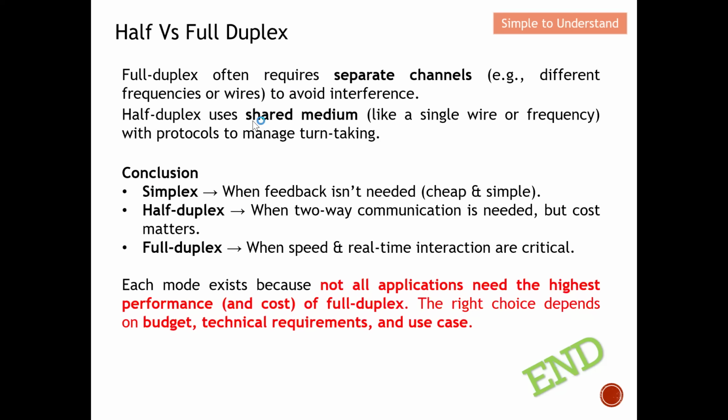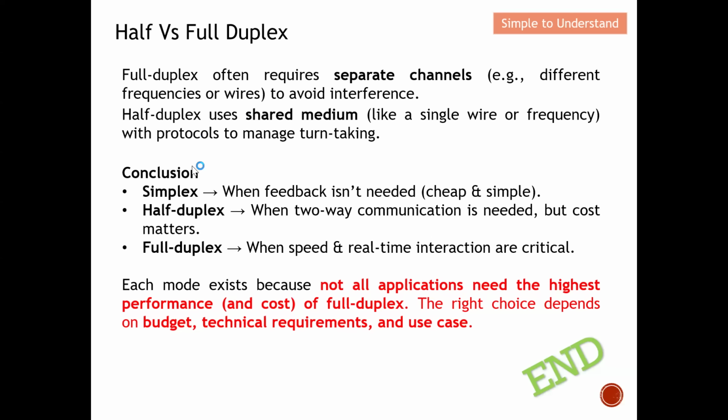Half-duplex, in this case, can use a shared medium, like a single wire, which means that one takes a turn to transmit the information, so the wire can carry information in one direction only. Basically, one will be the transmitter and one will be the receiver. Therefore, it can operate like a single wire or frequency, with a protocol to manage who is going to transmit first.